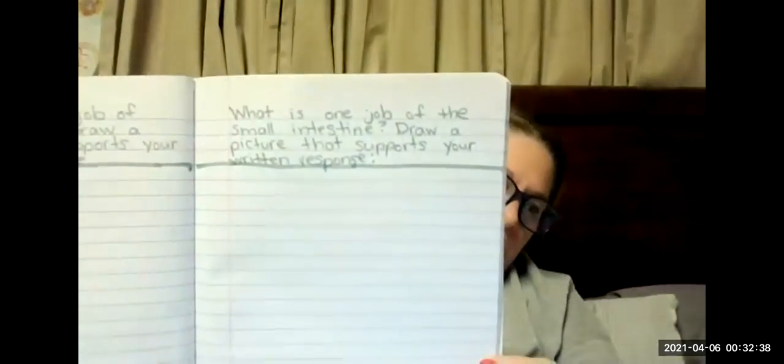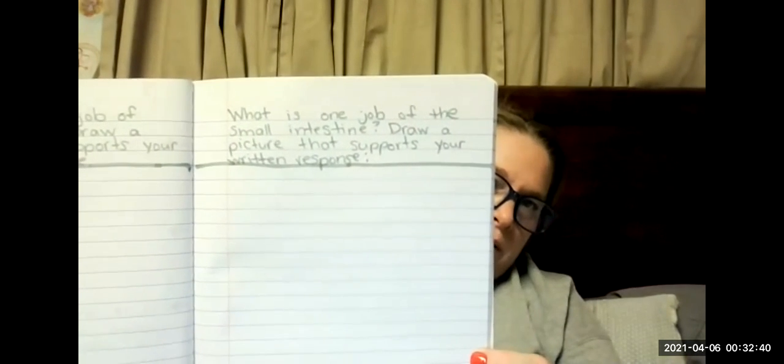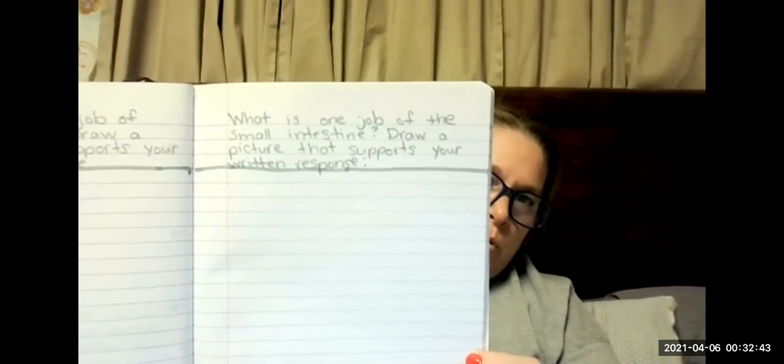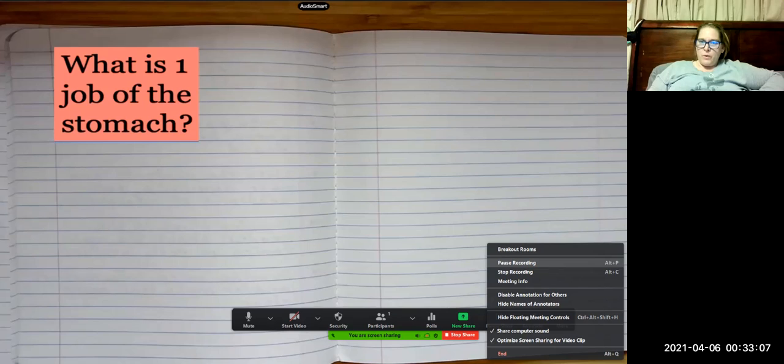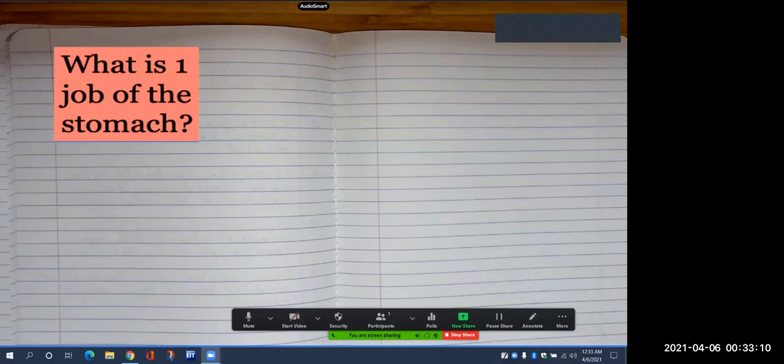And you're going to do the same thing on page 169. You're going to write and tell me what is one job of the small intestines. Draw a picture that supports your written response. Again, you're going to listen carefully to Miss Sabella reading. You're going to tell me one job of the small intestines and then draw a picture of it. Okay, and guys, I'm not expecting you to be Picasso or Van Gogh. Just do your best, okay? All right, so let's get back to Miss Sabella reading about the small intestines.